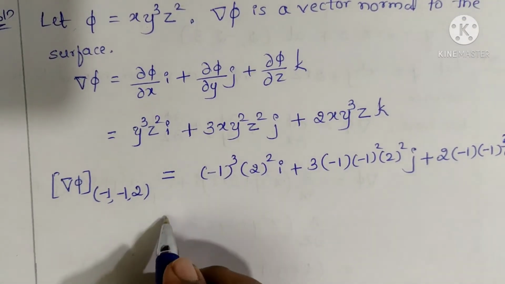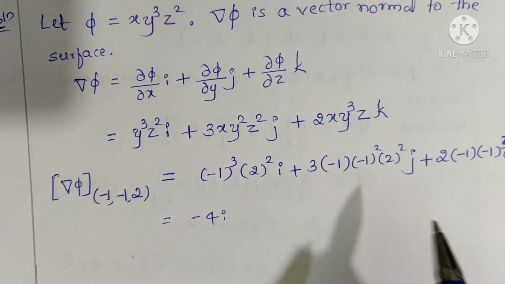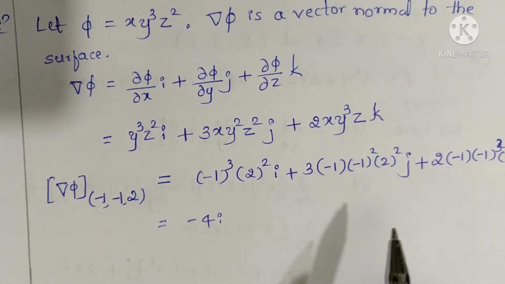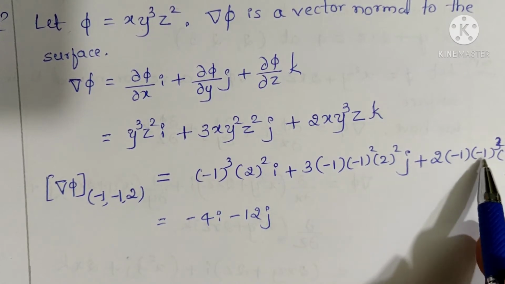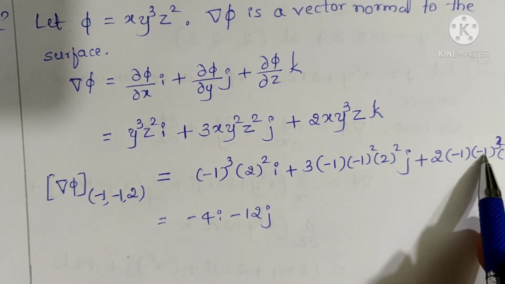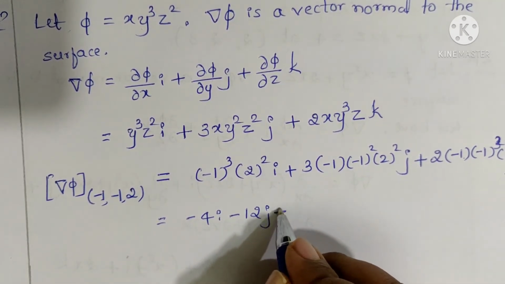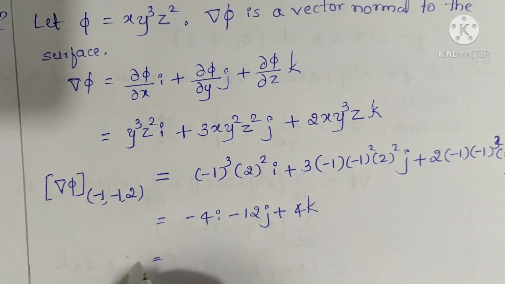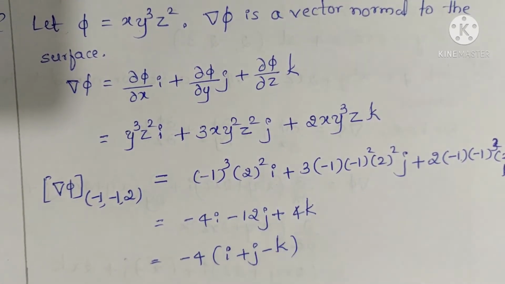So now it is minus 4i and here minus 1 plus 1, 4 into 3. So it is minus 12j and here minus 1 cube. So minus 1 plus 1, 2 2 is 4. So plus 4k. Again we may take minus 4 common. So minus 4 common. So it is i plus 3j minus k.